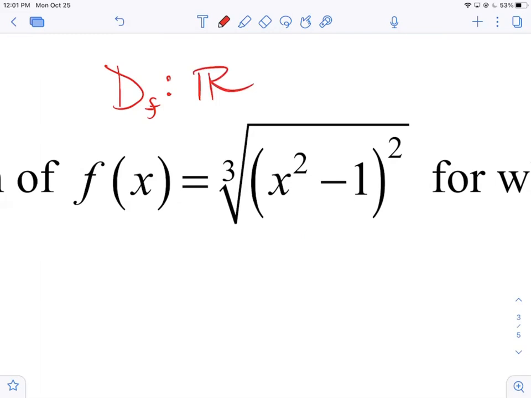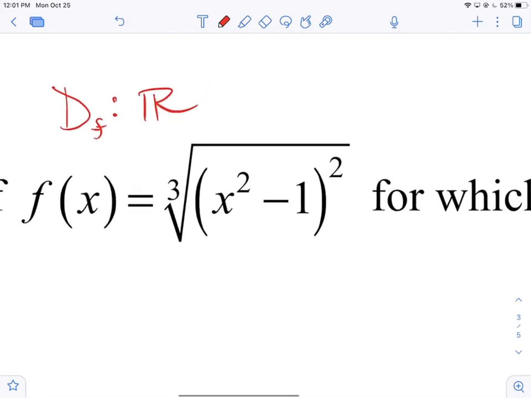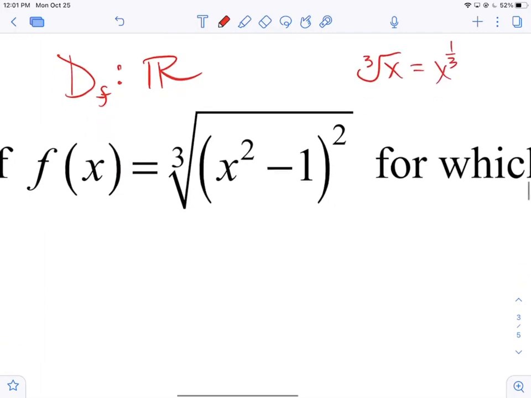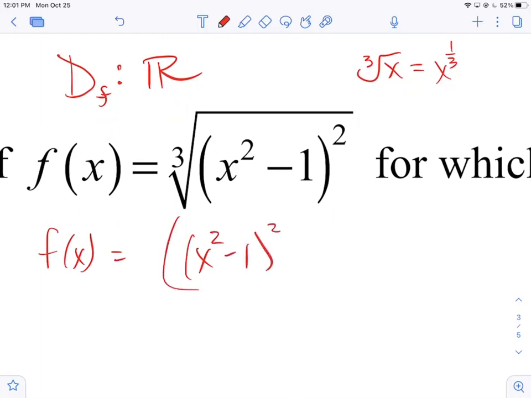All right. Now, to take the derivative of this, we need to get rid of the radical, don't we? So just as if it were the same as like the cube root of x, we would write that as x to the 1/3, yes? So we could use the power rule. It's the same thing here. So we're going to have f of x equals x squared minus 1 squared, and then all of that to the 1/3 power.